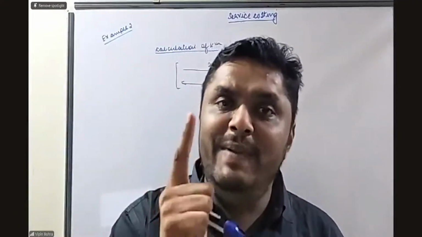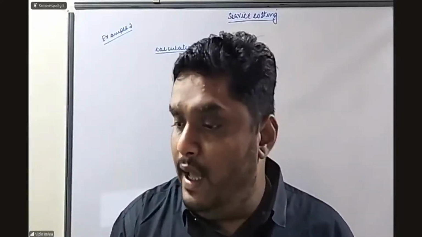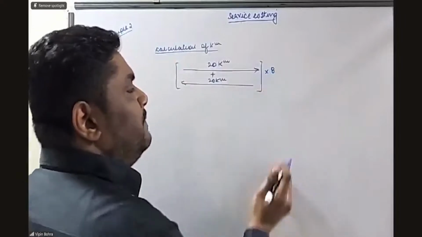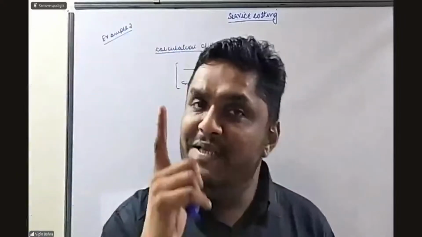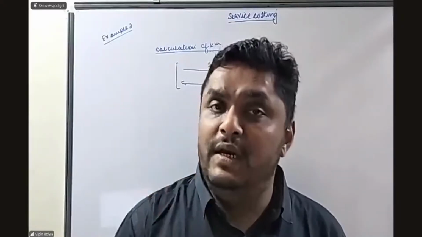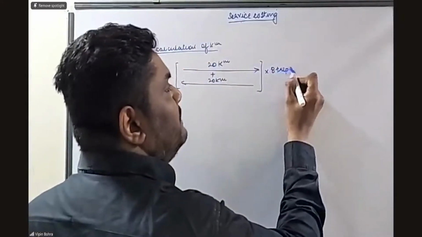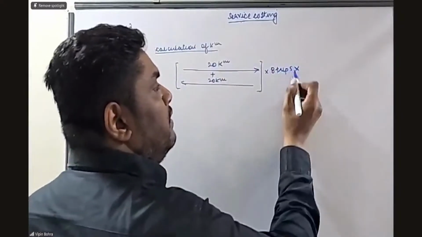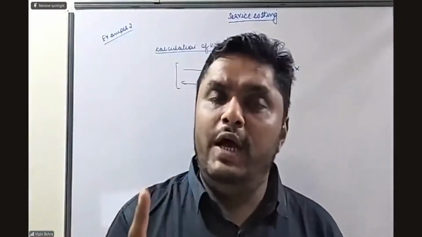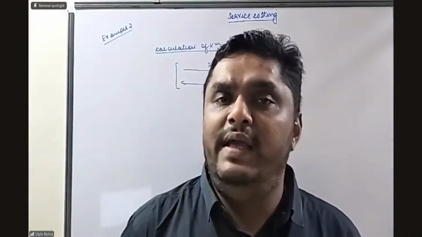A bus is making one round trip of 40 kilometers. Now, the total number of round trips is how much? 8 in a day. So one trip is of 40 kilometers, and they are making 8 round trips in a day. So into 8, per day we have got how much? 8 fours are 32. 320 kilometers a bus is traveling in a day.